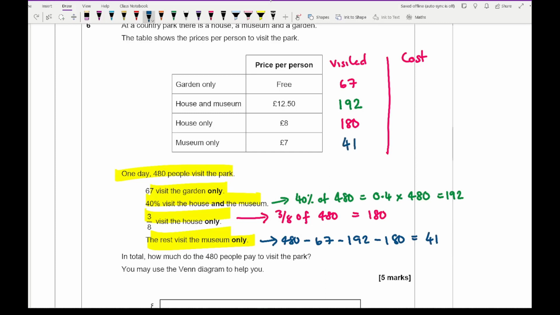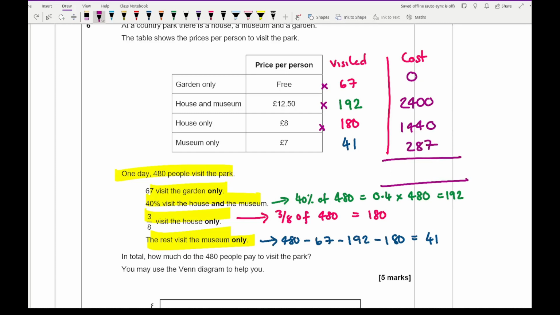So from this, all I've then got to do is work out the cost of each of these. So for this one, I need to multiply by 0 because that's free. This one I need to multiply those two numbers. So 0, and then 12.5 multiplied by 192, and that gives me 2,400. Then 8 times 180 gives me 1,440. And finally 7 times 41 gives me an answer of 287.